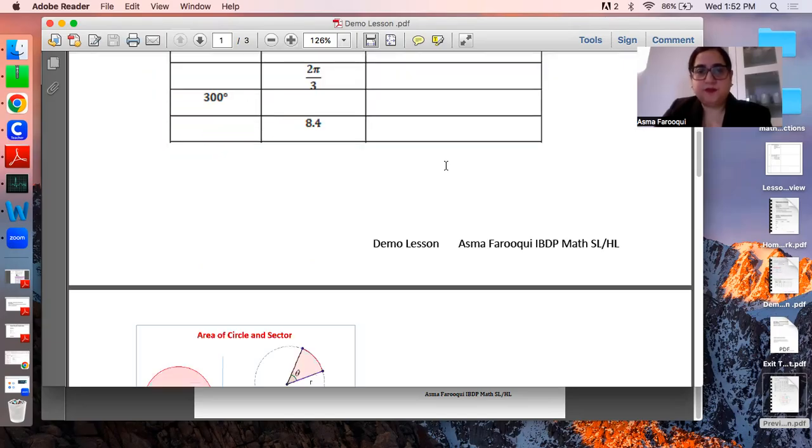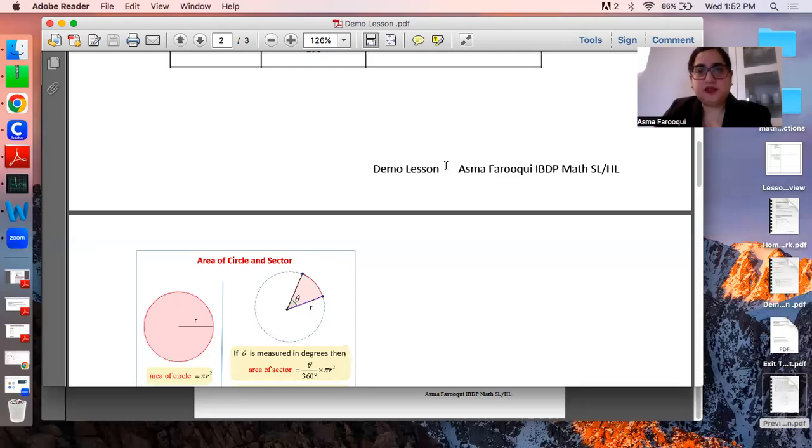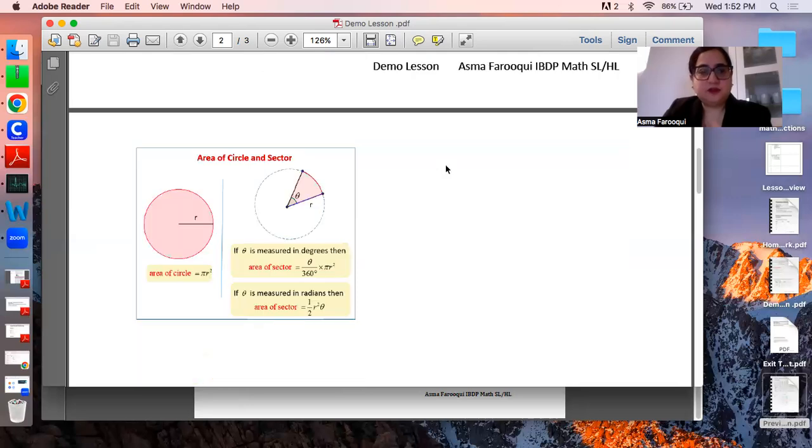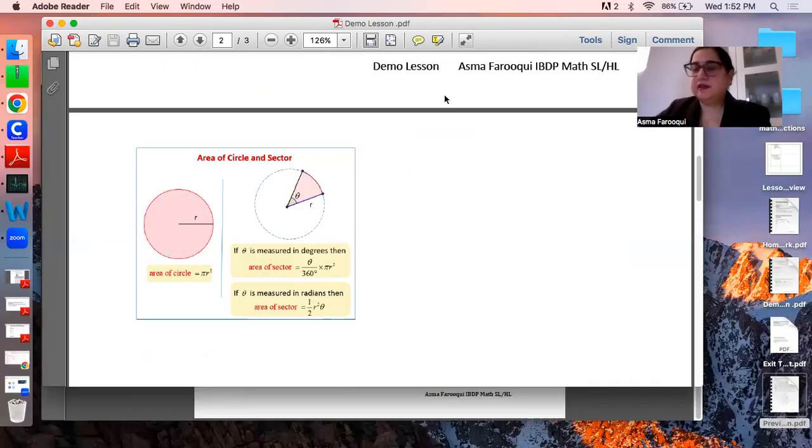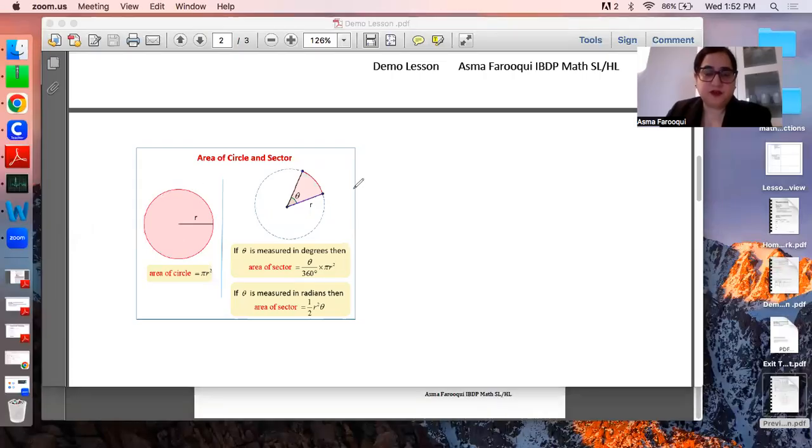topic, area of circle and sectors. So this is how we calculate the arc length. Let's learn this. Now, if you know from before, I expect you to know the area of the circle, which is pi r squared. Can you at this point tell me what is the circumference of the circle? Circumference, the outside boundary. The circumference of a circle is given by the formula 2 pi r.